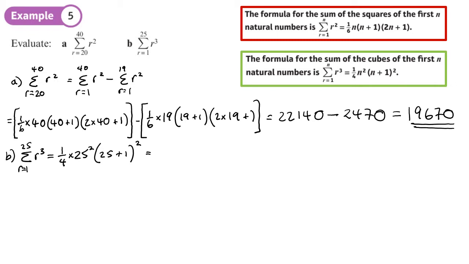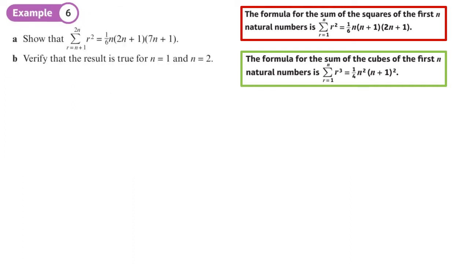So that will give me a quarter. I'm just typing this in. Times by 25 squared, bracket 25 plus 1 is 26, all squared. And I get 105,625. So that's that one. Okay, so that was just a matter of substituting into the formula. Okay, so this one says show that that sum equals that.